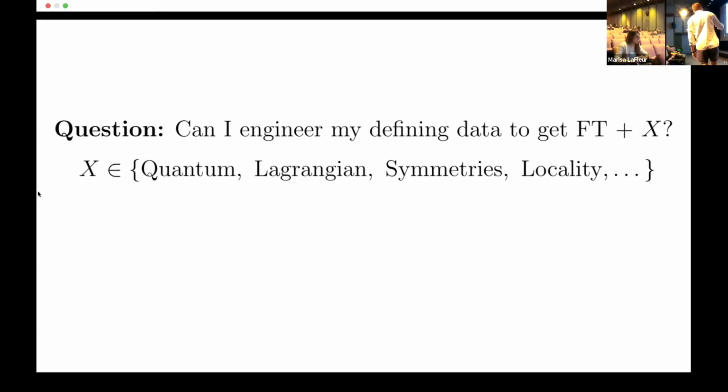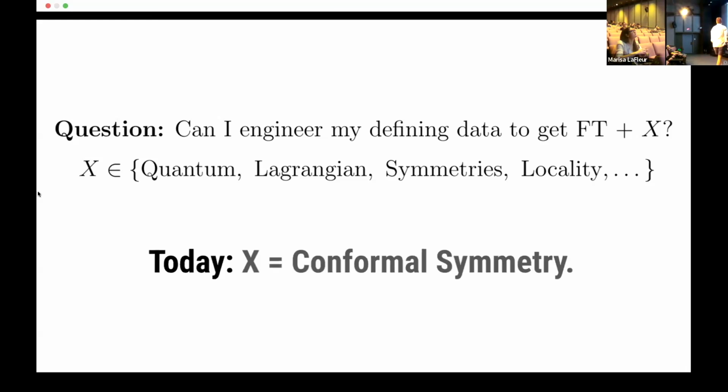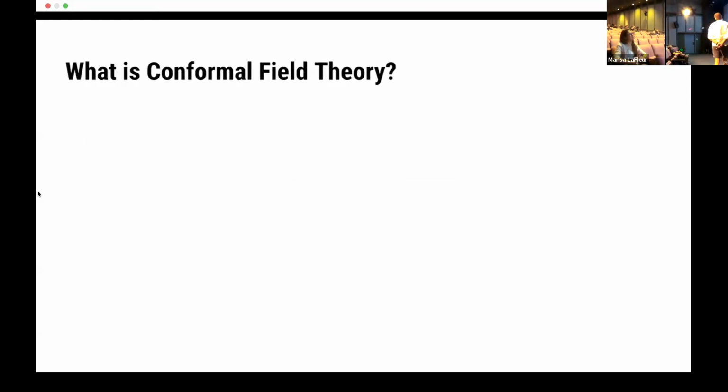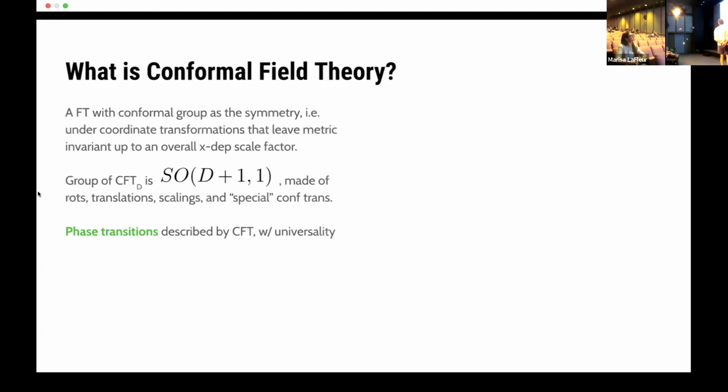You might want a Lagrangian, a local Lagrangian description of the theory. You might have some other notion of locality. Maybe you want X to be some symmetries, because in general, we don't like just field theories. We like field theories with particular properties because we're trying to describe some particular system. And the point is that once you specify your X, it turns it into an engineering problem. And so here X is equal to conformal symmetry. We're going to be spending today talking about conformal symmetry.